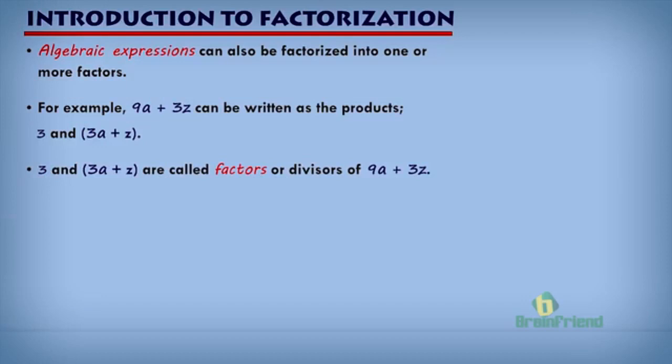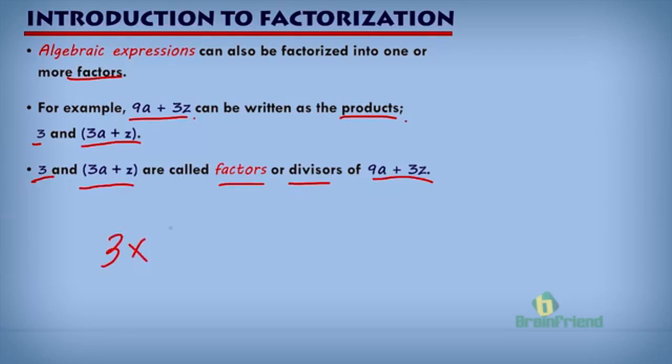Now, we've learned that numbers can be factorized. Also, algebraic expressions can be factorized into one or more factors. For example, 9a plus 3z. Okay, that's an algebraic expression. This can be factorized into its products, 3 and, in brackets, 3a plus z. 3 and 3a plus z are called the factors or the divisors of 9a plus 3z.